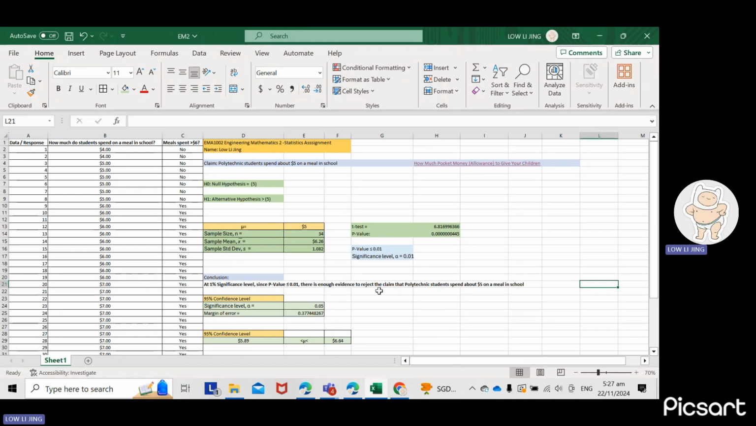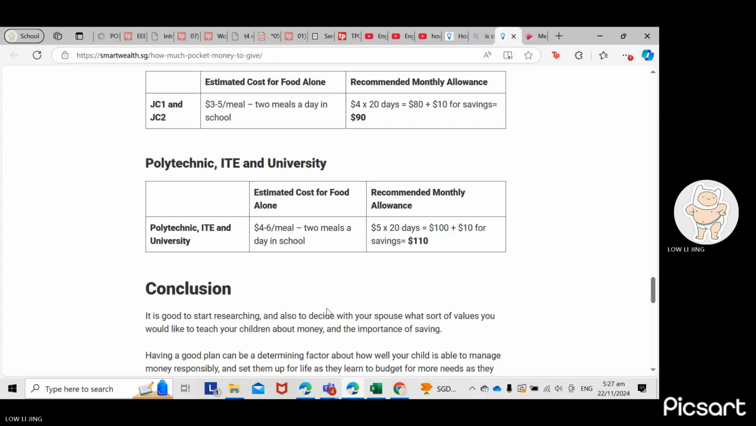Starting off, the topic or claim I have chosen is Polytechnic students spend about $5 on a meal in school. This is the article I found mentioning how students in Polytechnic spend about $4 to $6 on a meal in school. Since it is a range, I will just take it as $5.